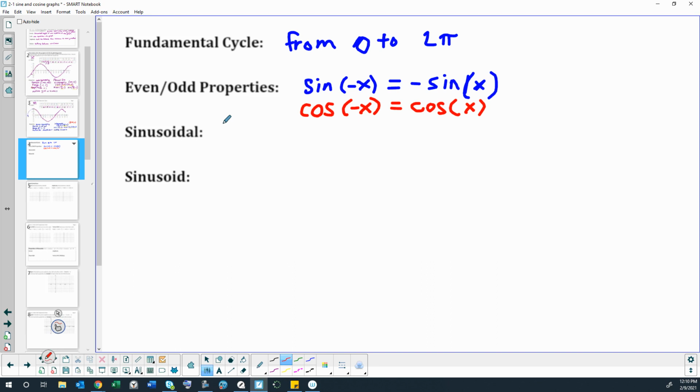Okay, sinusoidal simply means, or sinusoid, these both have the same meaning. They're just different words you might see depending on its use. Sinusoidal would be like an adjective, and sinusoid is a noun. So these are graphs that follow the pattern of a sine curve.